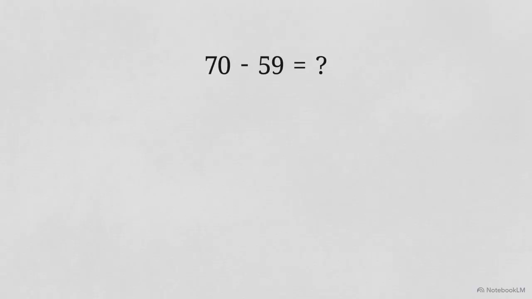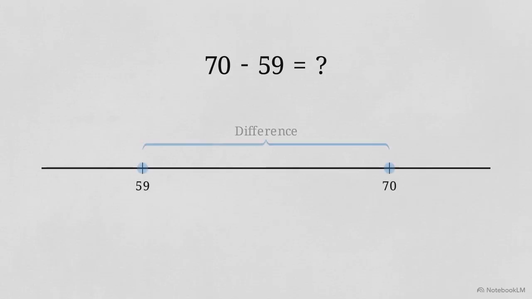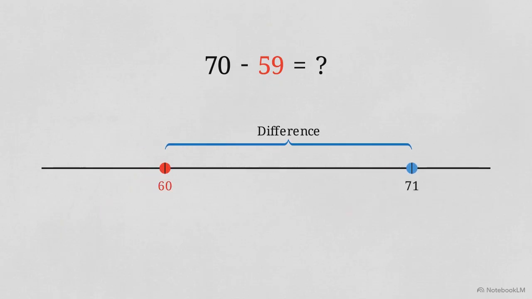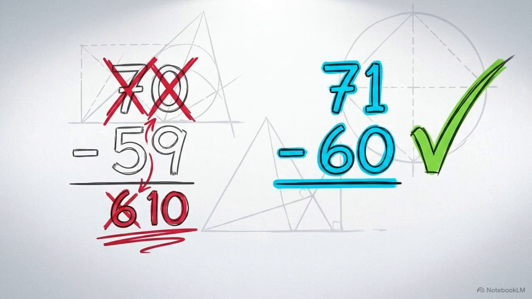Let's apply this to 70 minus 59. The rule here is simple. Always look at the second number, the subtrahend, and figure out how to turn it into a clean, friendly multiple of 10. 59 is 1 unit away from 60, so we add 1 to 59. To maintain our constant distance, we also add 1 to 70, landing on 71. Our equation has now become 71 minus 60. The distance is 11.